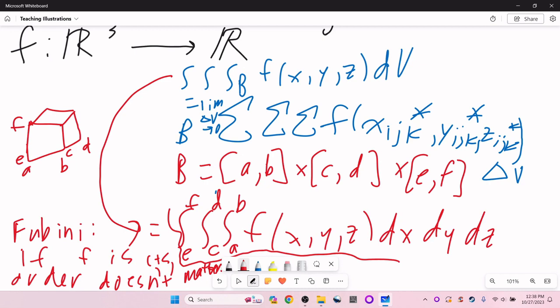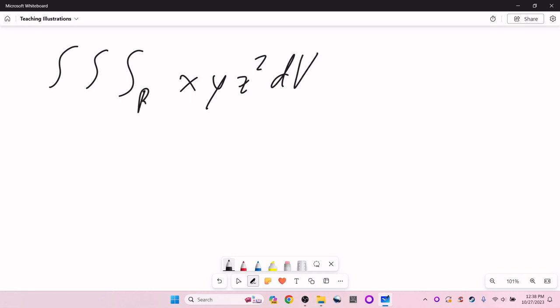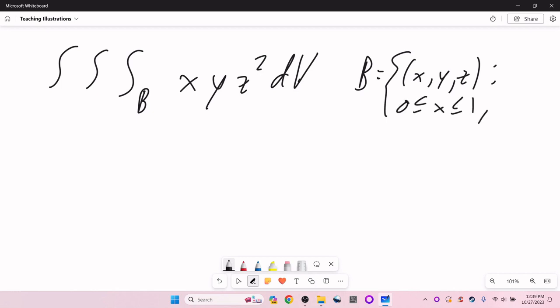So let's start with a simple box integral. We will do a triple integral of x y z squared dV across B, where B is the set of all x, y, and z such that x is between 0 and 1, y is between negative 1 and 2, and z is between 0 and 3.